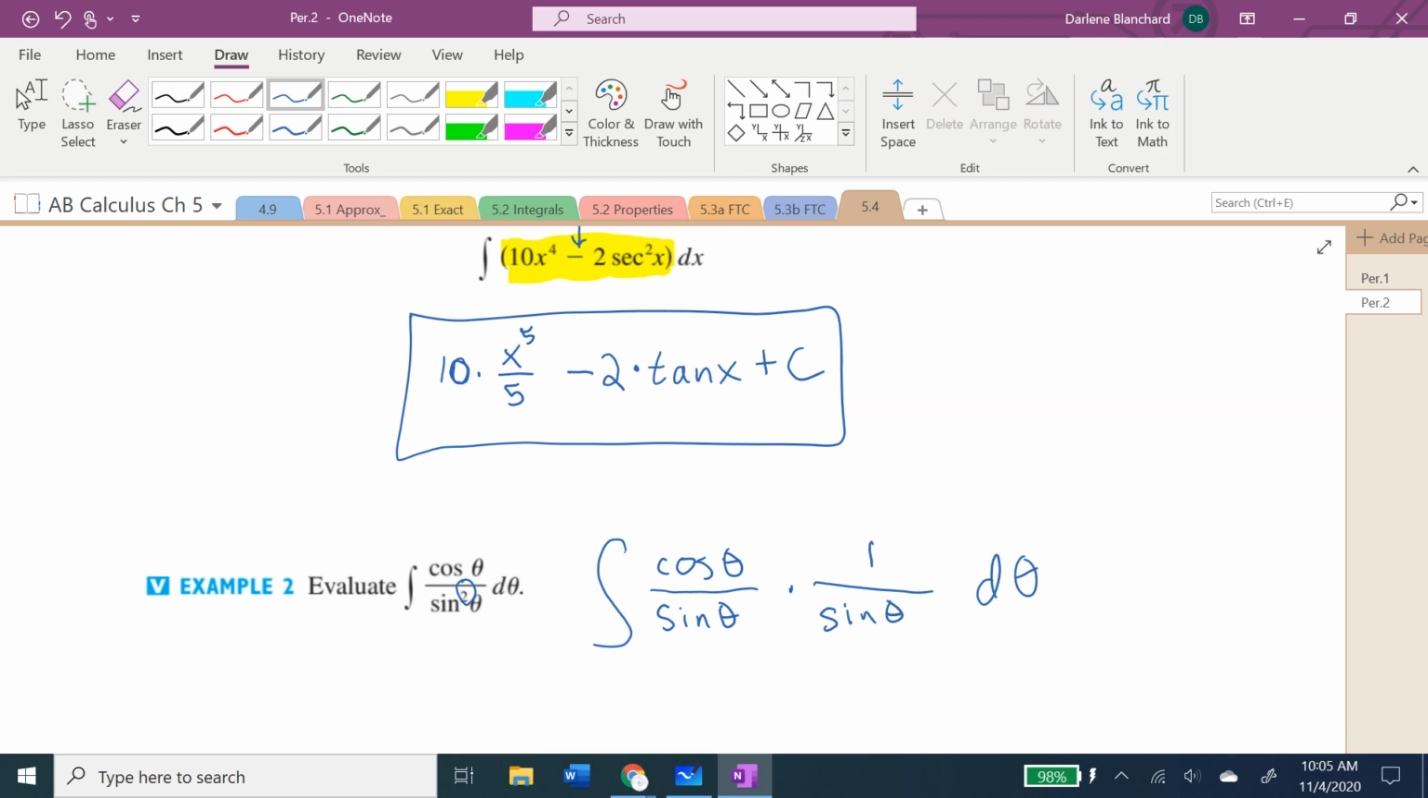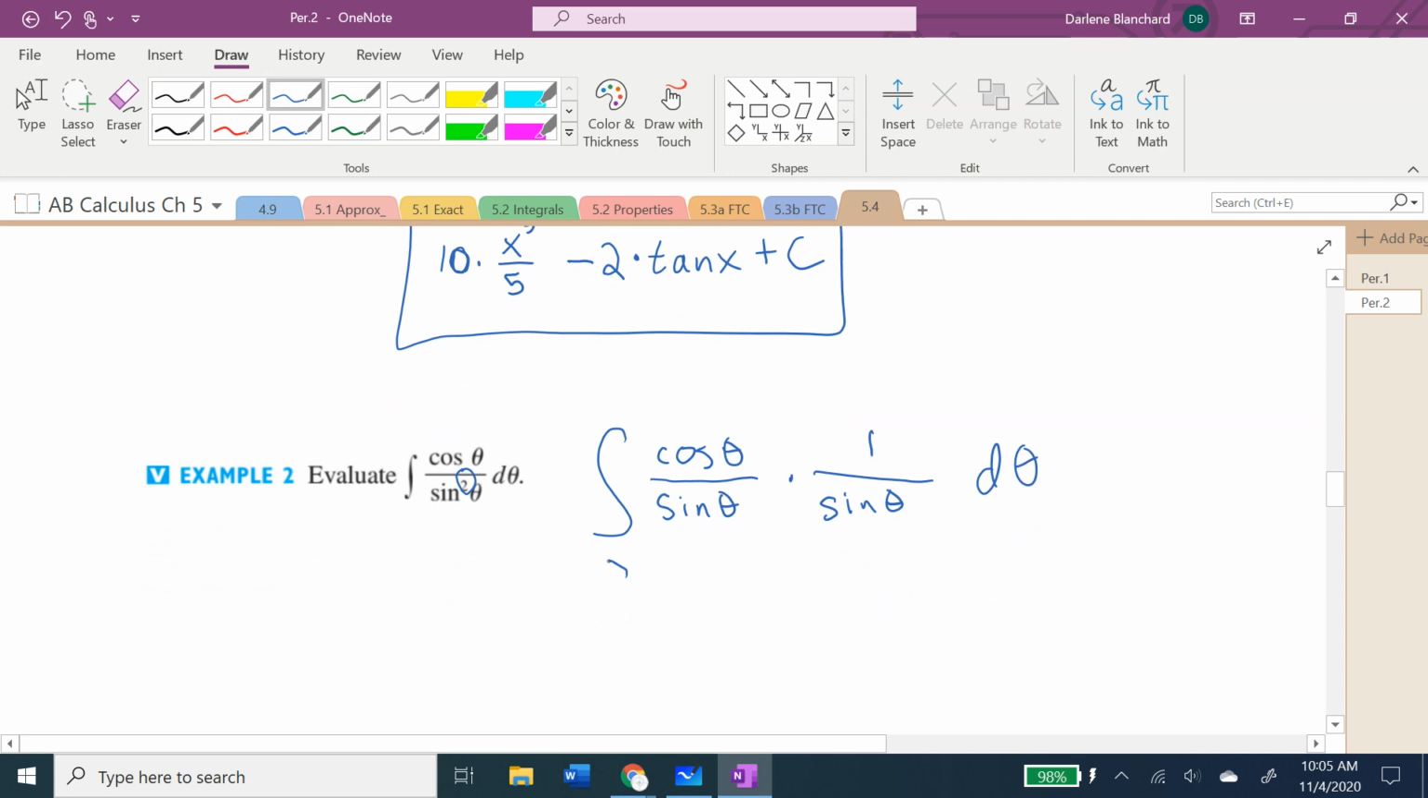Which trig function is cosine divided by sine? Yep, cotangent. And which trig function is 1 divided by sine? Sine's reciprocal is cosecant. So when you have the pair cotangent theta times cosecant theta, who has their derivative taken, and this is the answer?